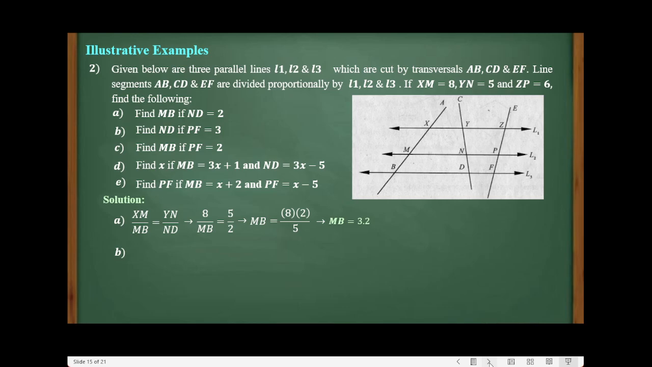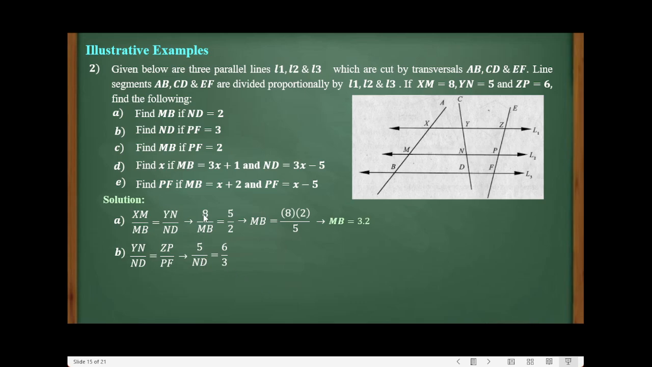Now for letter B, we're going to use this proportion: YN over ND is equal to ZP over PF. Just like in letter A, both numerators have given values. For YN, it's 5, and ZP is 6.